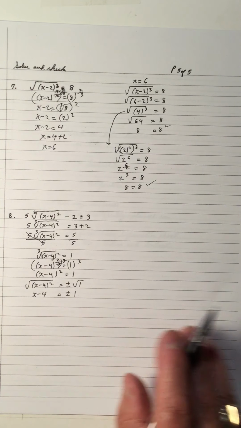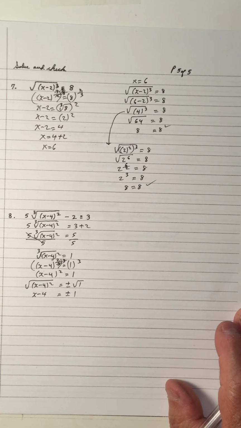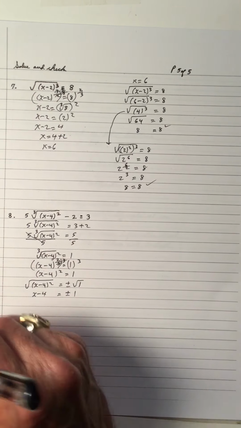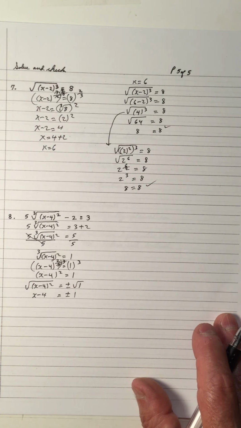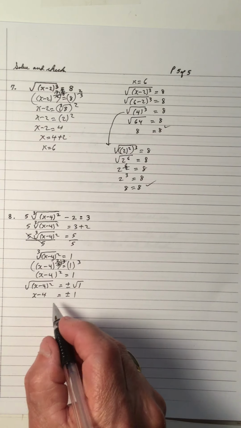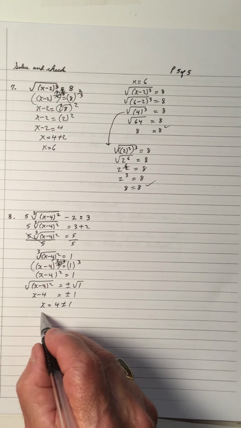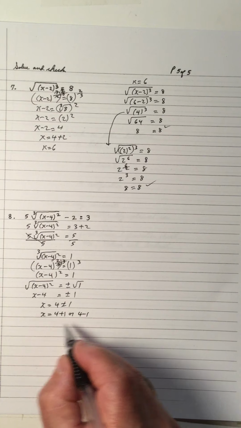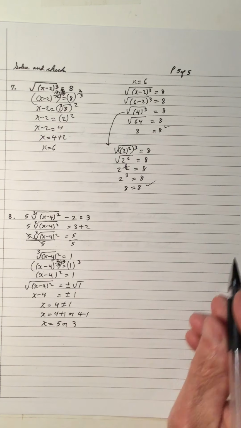We practiced this in solving square root radical equations in a previous unit. So everything that you learn in earlier topics comes back. You keep repeating them, so it's important to know what you learned earlier. So x equals 4 plus or minus 1. So x equals 4 plus 1 or 4 minus 1. So x is equal to 5 or 3.